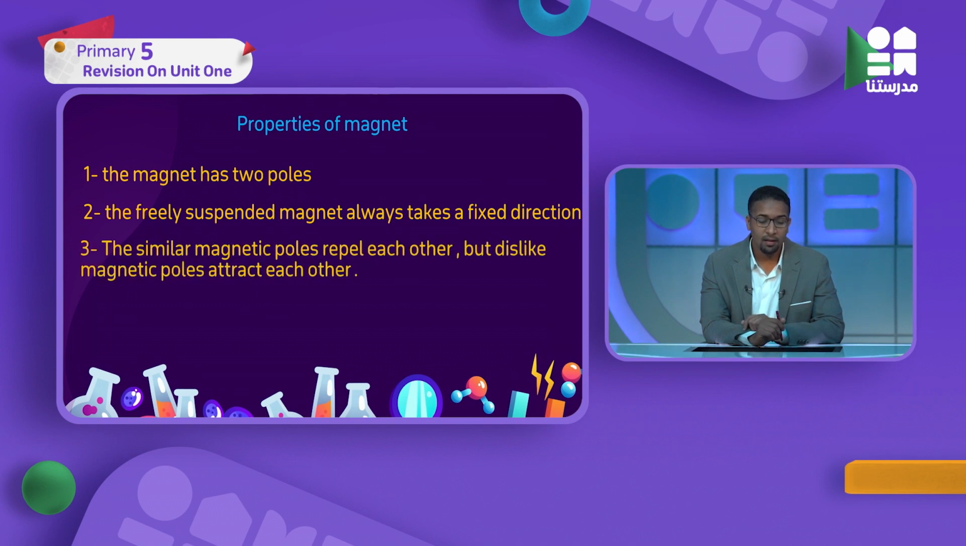The similar magnetic poles repel each other, but dislike magnetic poles attract each other. North and north repel. South and south repel also. North and south attract each other.